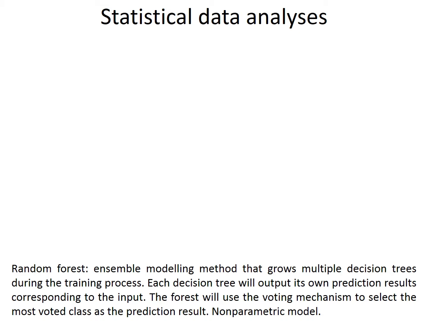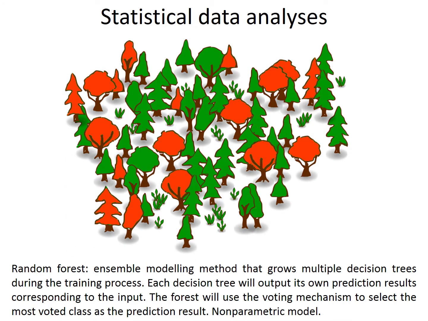For the collected data, we analyzed it using a random forest model. I chose this model because it's an ensemble method that grows multiple decision trees during the training process, as can be seen in this picture. We have a lot of trees here, and each decision tree will output its prediction results corresponding to the input. The forest will use a voting mechanism to select the most voted classes in the prediction results. As we can see, you have a lot of trees planted in this theoretical forest, and the red ones are the ones that are voted, and those are going to be used in the model for predicting our results.